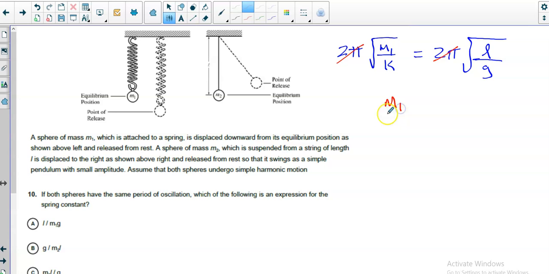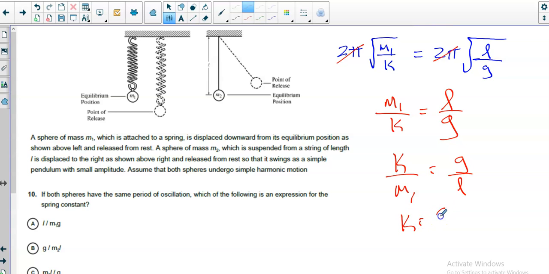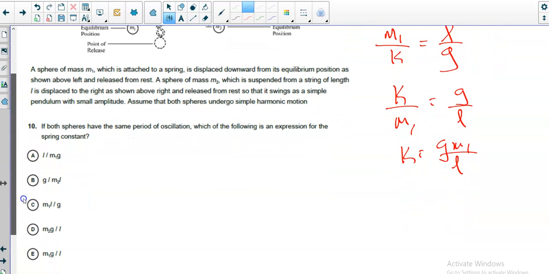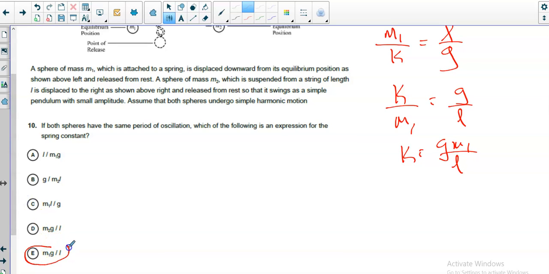So m1 over k equals L over g, and they want k. So let's flip everything. k over m1 equals g over L. Multiply both sides by m1. k is g m1 over L. So that's what I'm looking for. g m1 over L. I'm going with E for number 10, and I would be correct.